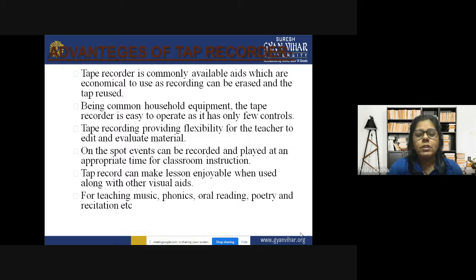On the spot, events can be recorded and played at an appropriate time for classroom instruction. Any event can be recorded and played by the teacher when the teacher thinks this is the appropriate time for showing the students that particular event. A tape recorder can make a lesson enjoyable, helping the students enjoy the lesson when used along with other visual aids for teaching music, phonics, oral reading, poetry, and recitation.